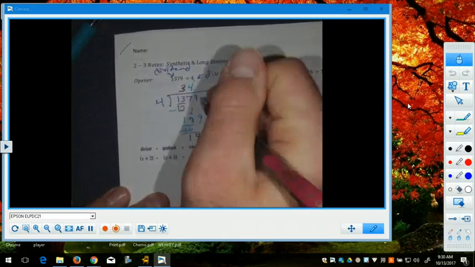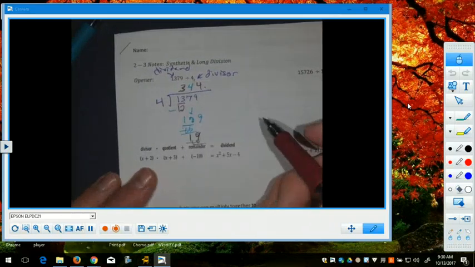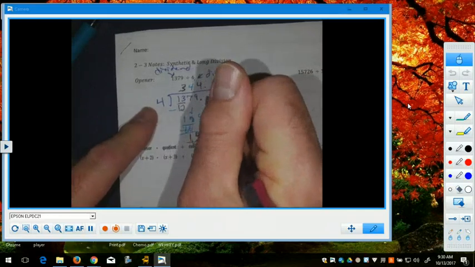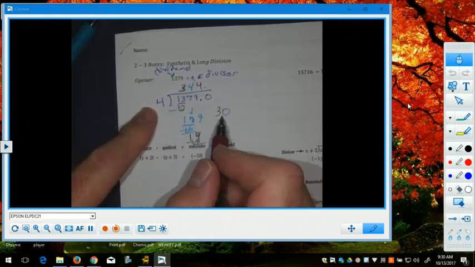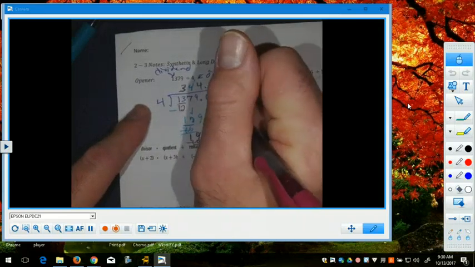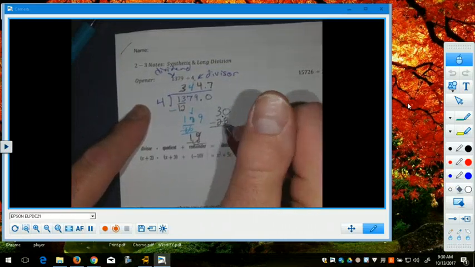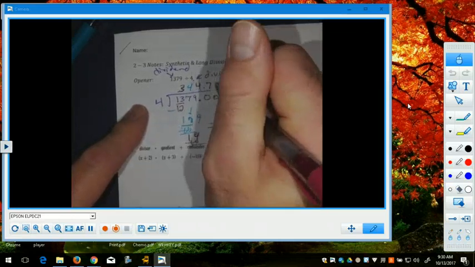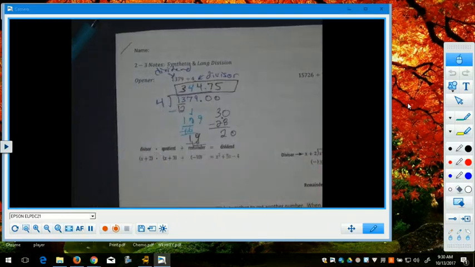4 goes into 19 again 4 times, bringing us 16. Subtract, I get 3, right? I'm going to carry it over here. But that's the remainder, but I'm not going to have a remainder, so I put a 0.0. Okay, bring down that 0. 4 goes into 30 7 times, right? That's 28. Subtract those, I get 2. Bring down another 0. 4 goes into 20 5 times. So 344.75, or 344 3/4 would be the correct answer.